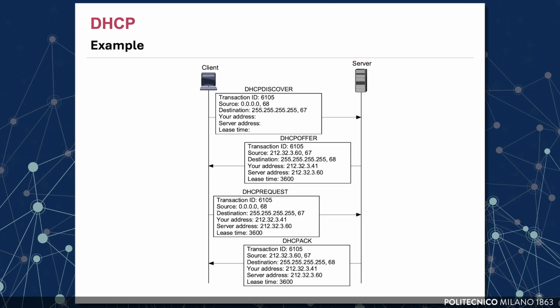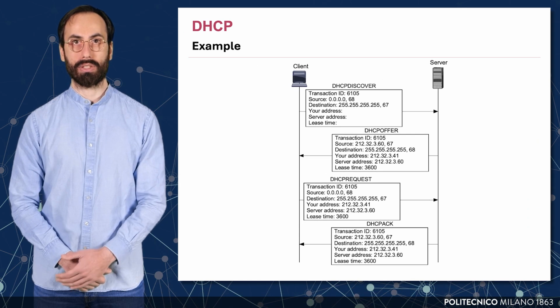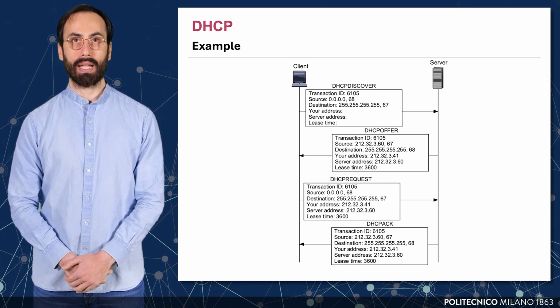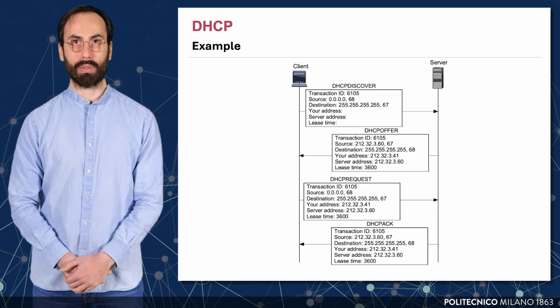The client then replies with a DHCP request, confirming that it wants to use the offered address. It again broadcasts the message, echoing the server's offer and requesting the lease. Finally, the server sends a DHCP ACK to confirm the assignment. It uses the proposed IP as the destination, includes the lease duration, and completes the address assignment. This 4-message exchange dynamically configures the client with an IP address and essential network parameters.